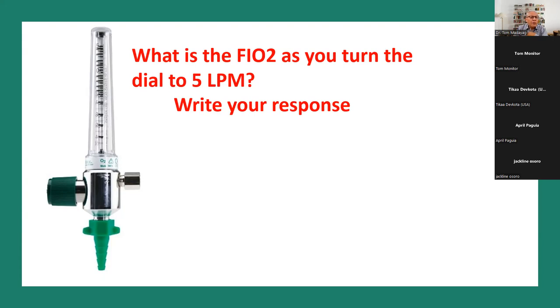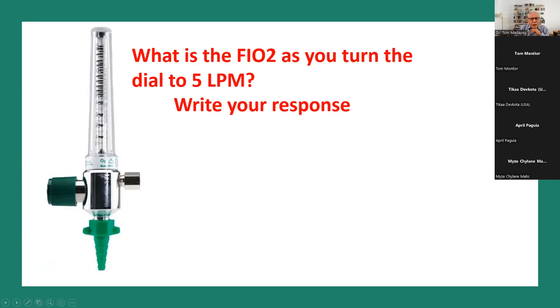Anytime that you turn on this dial right here, you're going to have an exit of oxygen of 100%. If I turn the dial to 1 liter, what comes out here is 100%. If I turn it to 5 liters, it still would be 100%. If I put it to 15 liters, it would still be 100%. Do we understand that? The amount of oxygen that comes out from here is always going to be 100%.